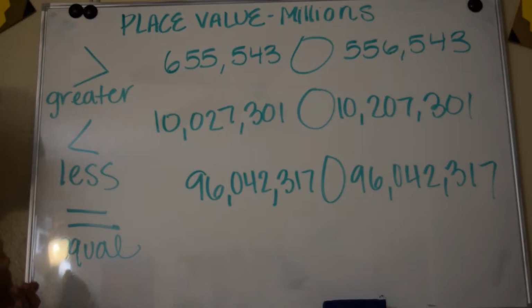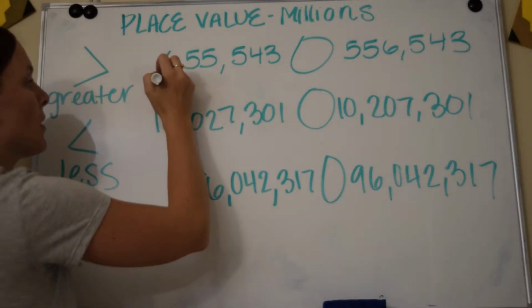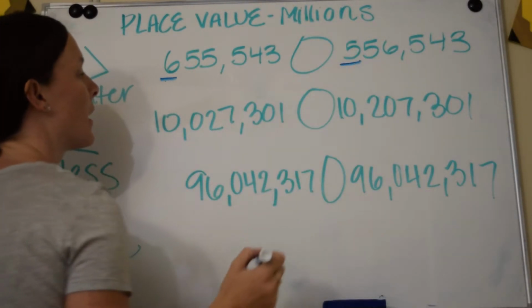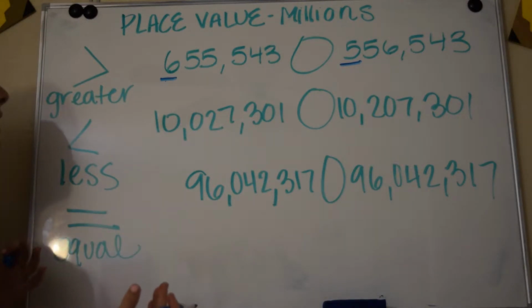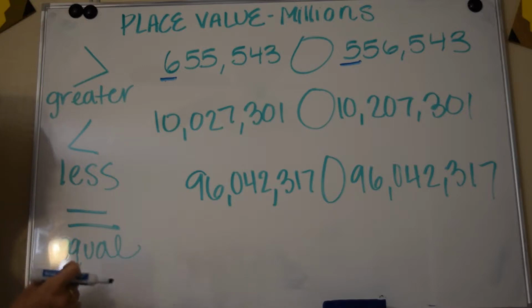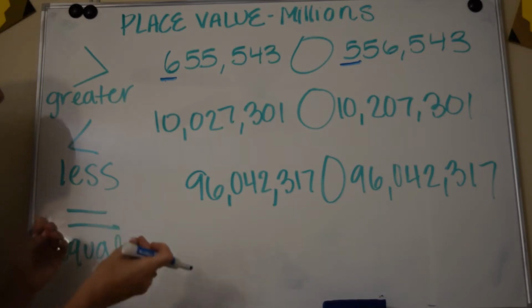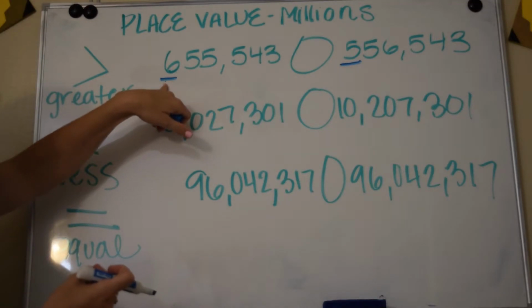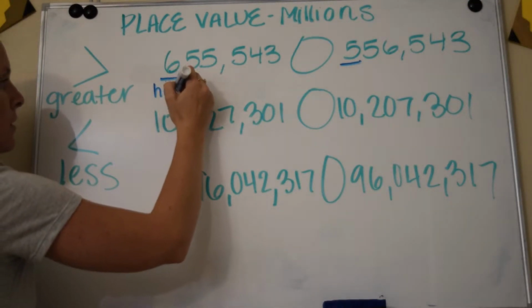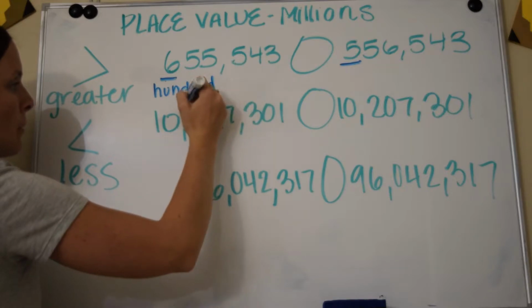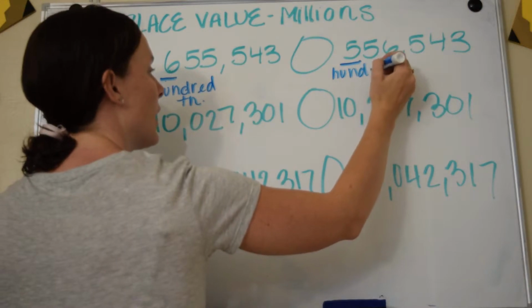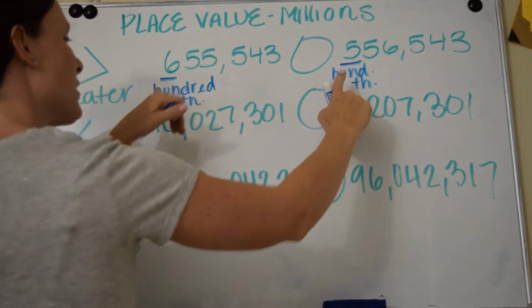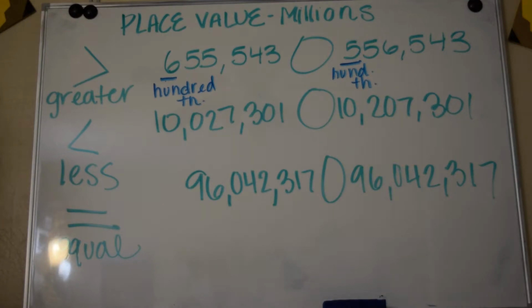Here we go. So first things first, I always underline the first digit on the left of both numbers. And then I want to write down what place it's sitting in, because if I'm going to start comparing these numbers, I can only compare digits that are sitting in the same place value space on a place value chart. This 6 is sitting in the hundred thousands, and I'm going to abbreviate there. And this 5 is also sitting in the hundred thousands. Because they're both sitting in the hundred thousands place, I can go ahead and compare.